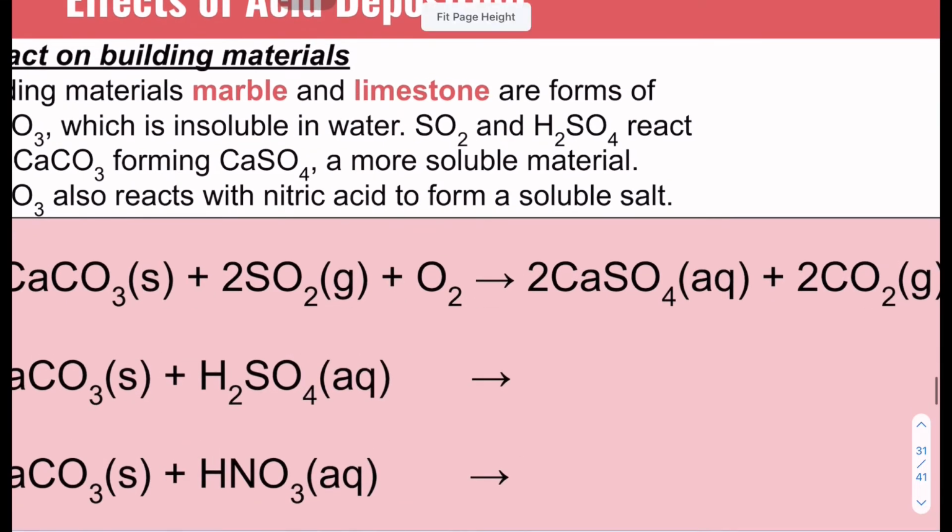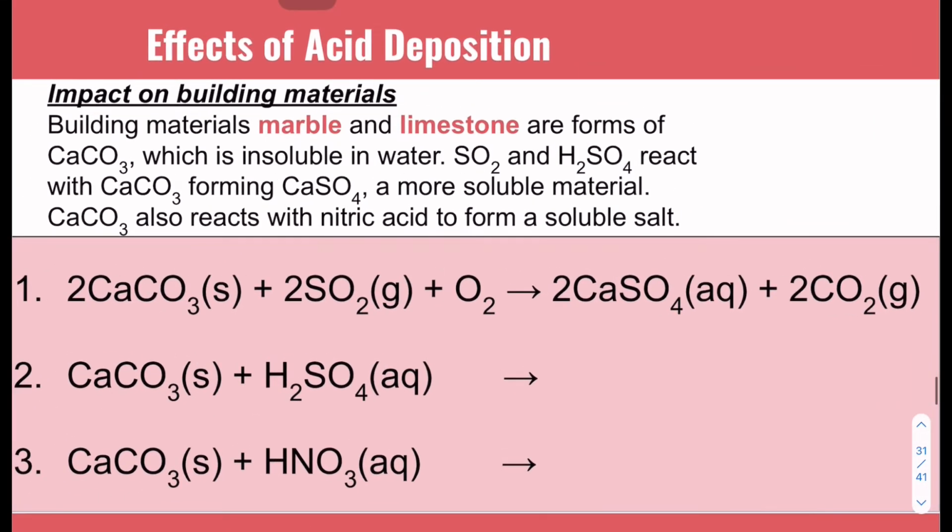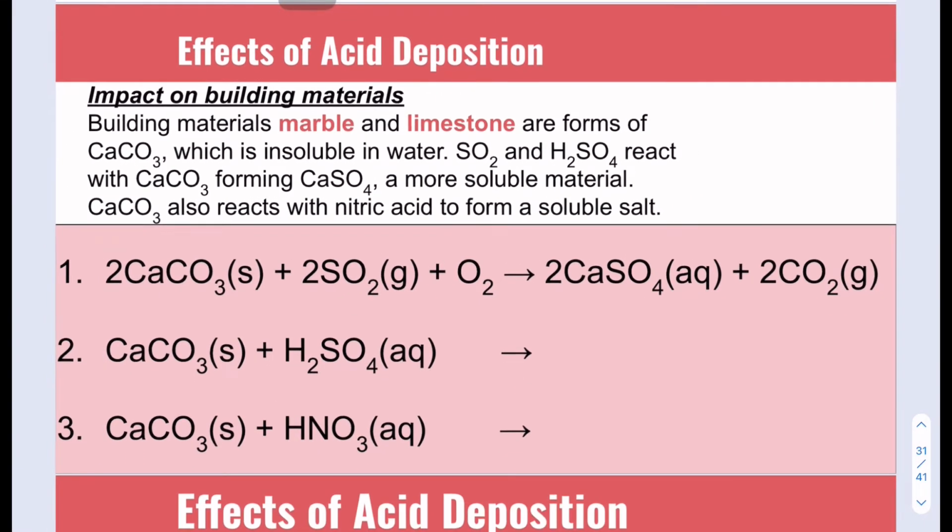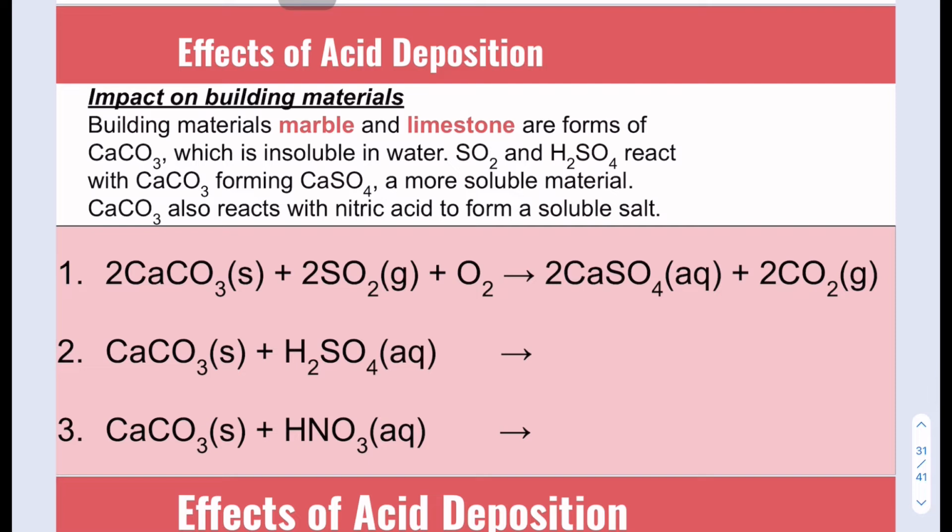Here are some of the reactions, balanced equations here for calcium carbonate reacting with some of these reactants. So here we have calcium carbonate reacting with sulfur dioxide in the presence of oxygen to form calcium sulfate and carbon dioxide.